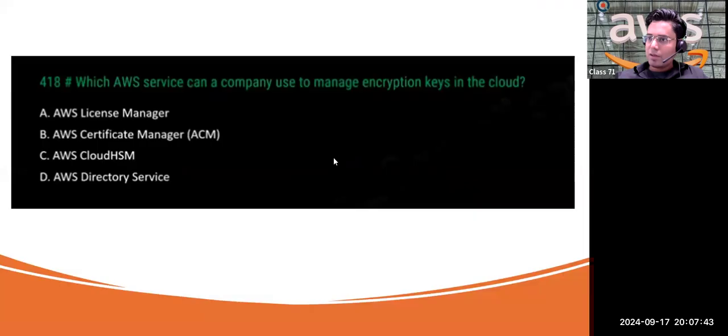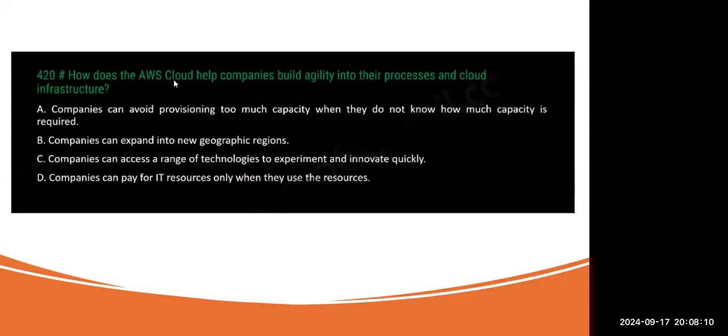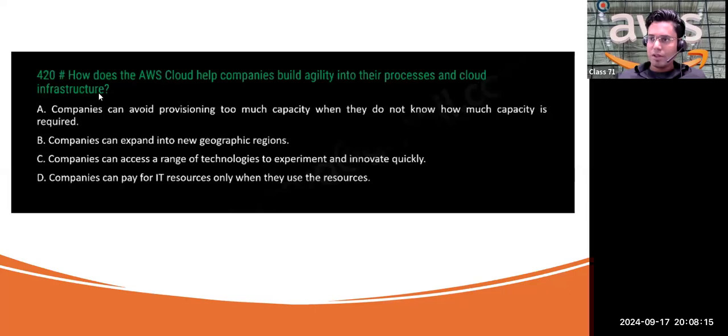Okay, now a company wants to enhance security by launching a third-party intrusion detection system. Third-party software. In Microsoft Azure or AWS, whenever they talk about a third-party thing, a third-party IDS or detection system, third-party software, then Marketplace. Okay. How does the AWS cloud help companies build agility in the process of the cloud infrastructure?